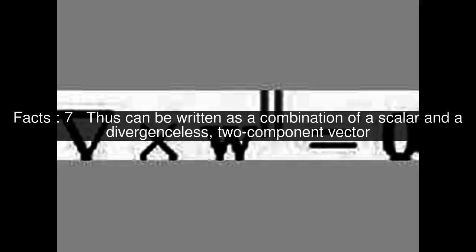to 0. The tensor field is traceless under the spatial part of the background metric, I.E. The vector is written where and is the covariant derivative defined with respect to the spatial metric. The notation is used because in Fourier space, these equations indicate that the vector points parallel and perpendicular to the direction of the wave vector, respectively. Thus can be written as a combination of a scalar and a divergenceless, two-component vector.